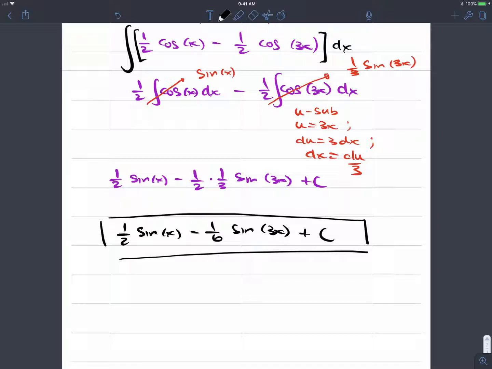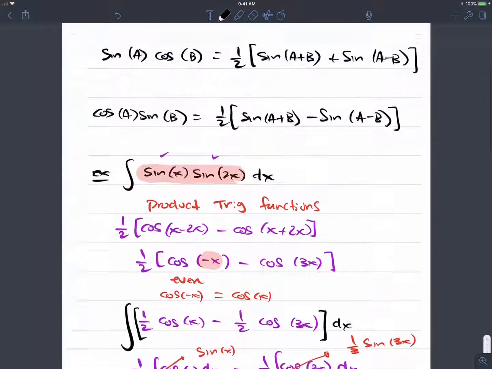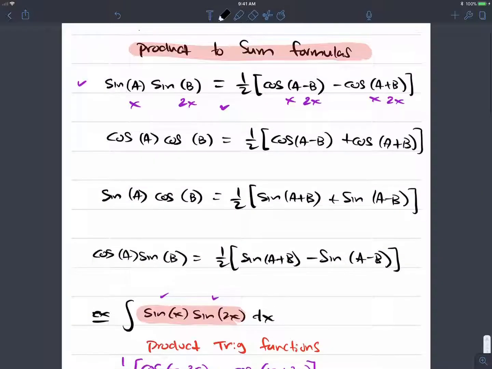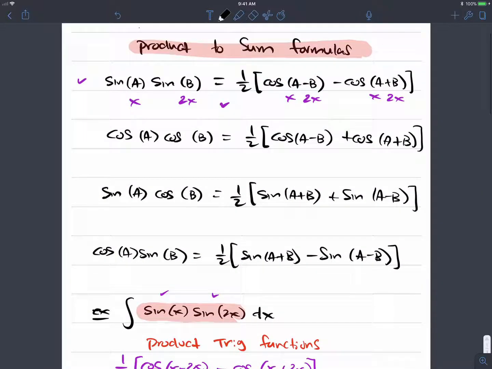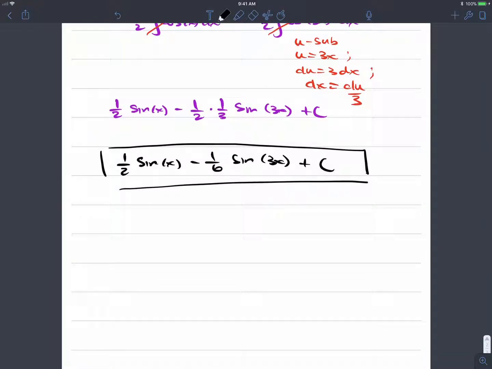And this is how we integrate a product of two sine and cosine curves, or in this case two sine curves, but we're going to do the others. We're going to use what's called the product to sum formulas here to enable us to integrate our functions now. So here's one example. Let's give you an example here.